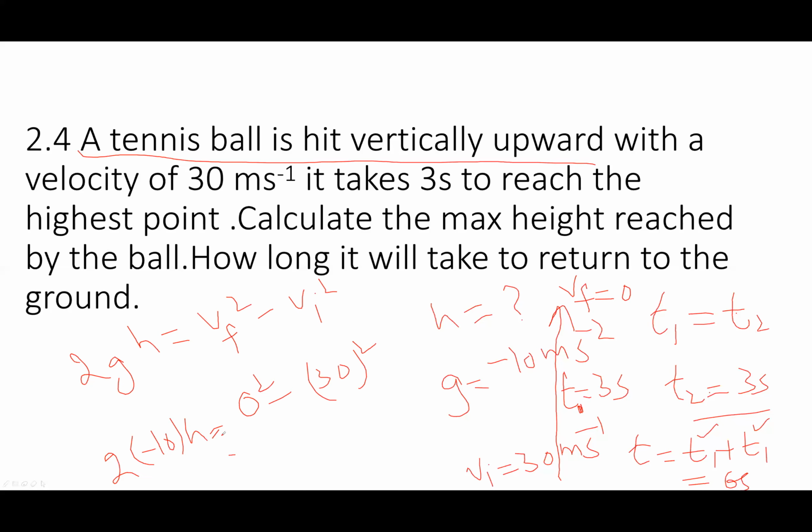Simplify this equation, you will get the value of height. You will get height equal to 45 meter. From this you will get minus 900. So minus 900 divided by minus 20, you will get 45 meter.